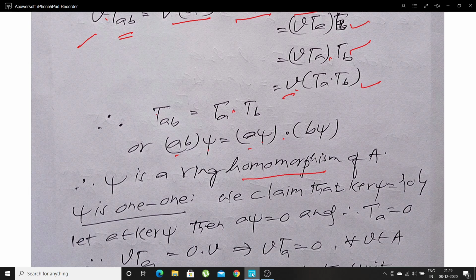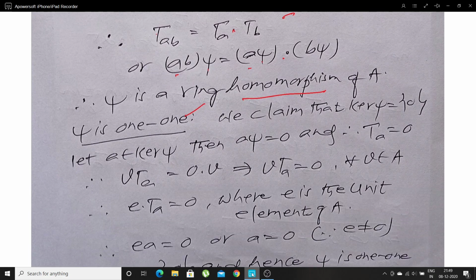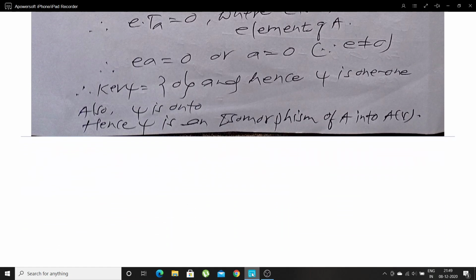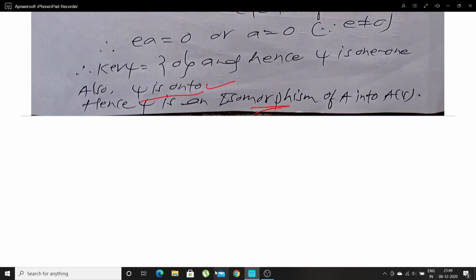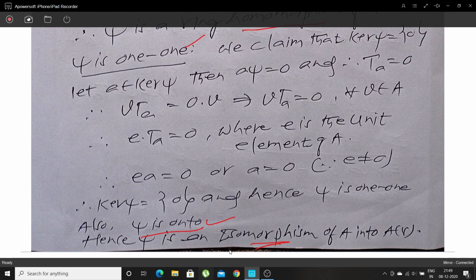Again, to see whether it is isomorphic or not, I have to check two more conditions, that is one-one and onto. Clearly this mapping is one-one. As said a number of times, the condition of the mapping itself shows that it is onto. Since it is onto, therefore it is isomorphic. This completes the proof of what? The beautiful lemma. Is it okay? Thank you.